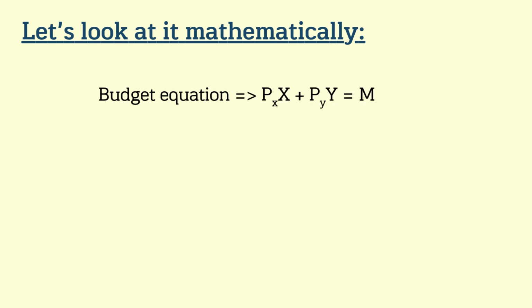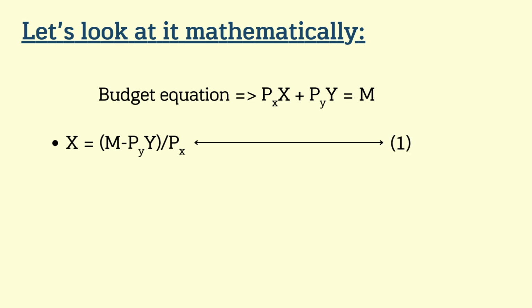We know that our budget equation states Px into X plus Py into Y is equal to M. From this we can find the value of X through manipulation, and X will be X is equal to (M minus Py into Y) whole divided by Px. Let this be our equation 1.